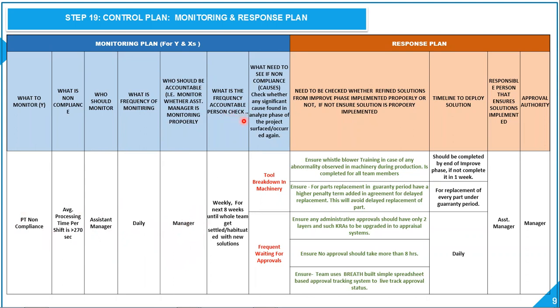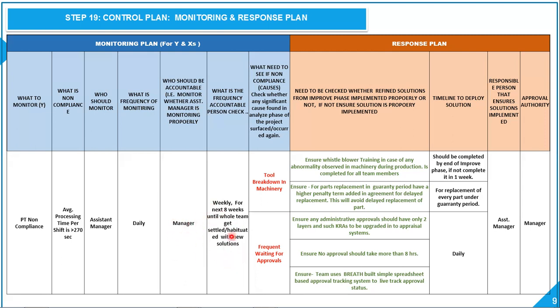Then what is the frequency for the accountable person to check, right? So on a weekly basis, for the next 8 weeks, until the whole team gets settled or habituated with the new solutions, right? So the manager is supposed to check with the assistant manager on a weekly basis how the performance of PT non-compliance is going. Do you have any non-compliances? What are we doing in that case? All those things, the manager, the accountable person, is supposed to do on a weekly basis.